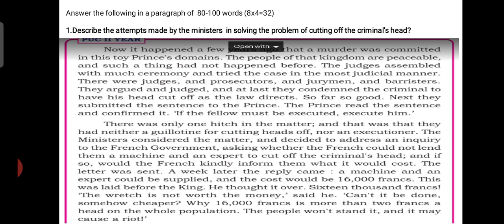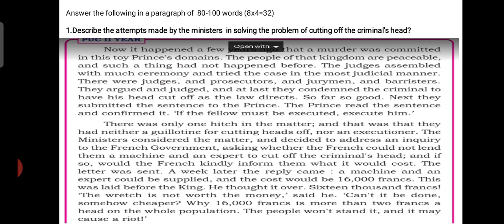They plan and think that if they ask the French government, they will send the machine. That was their plan. That is why they are now planning.